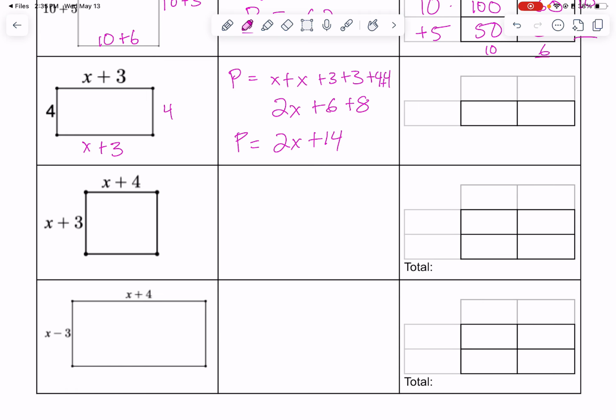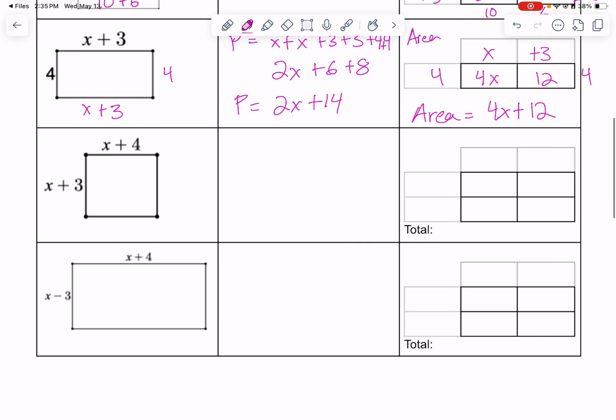Now for the area, I notice that we have a 4 for my vertical and x plus 3 for the horizontal. I'm going to copy this 4 on the other side as well. 4 times x is 4x. 4 times 3 over here is going to be 12. That tells me that this area could be written as 4x plus 12.